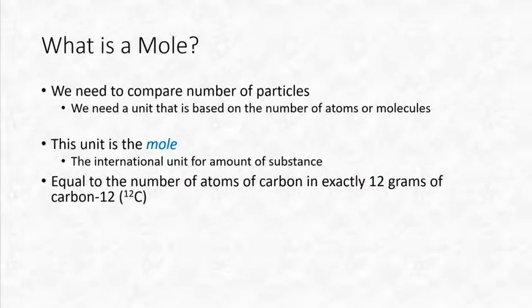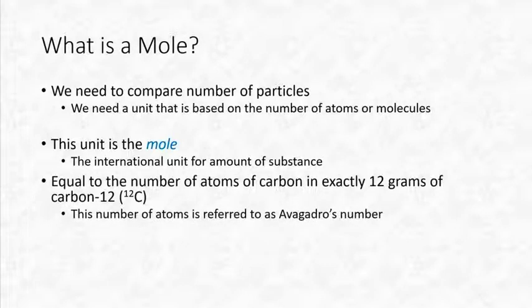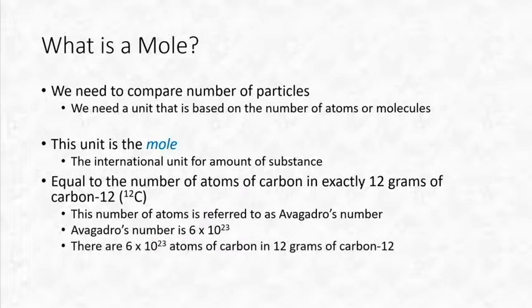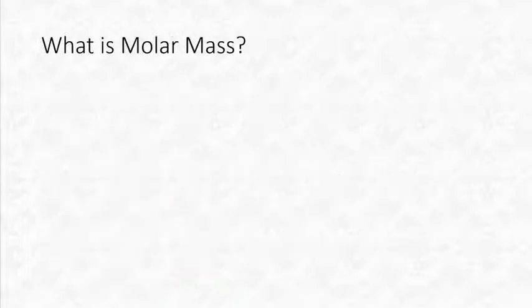Our mole is equal to the number of atoms of carbon in exactly 12 grams of carbon-12. So this number of atoms is referred to as Avogadro's number, because Avogadro's number is a big number. It's 6 times 10 to the 23. So there are 6 times 10 to the 23 atoms of carbon in 12 grams of carbon-12. And that's what 6 times 10 to the 23 looks like when written out. So you can see it's a huge number of atoms.